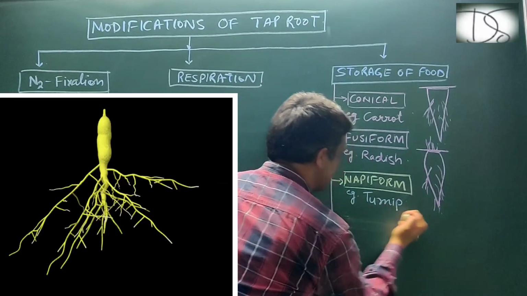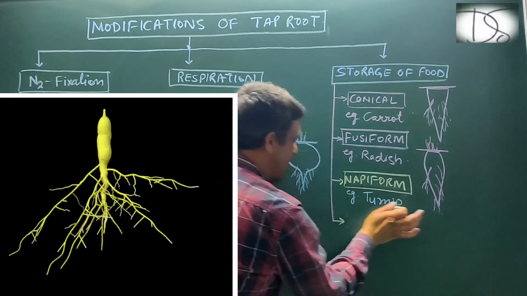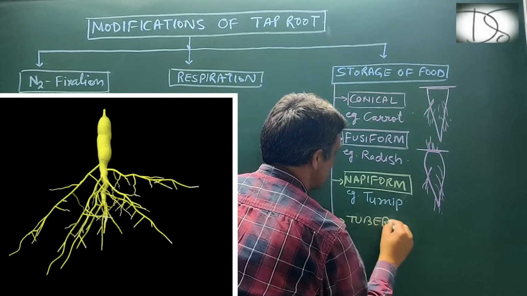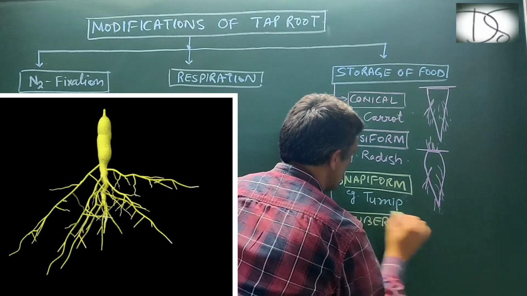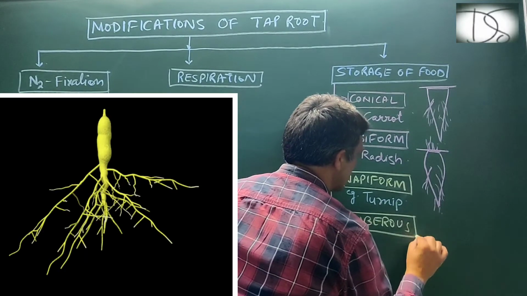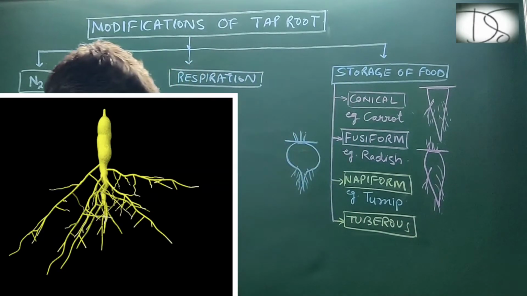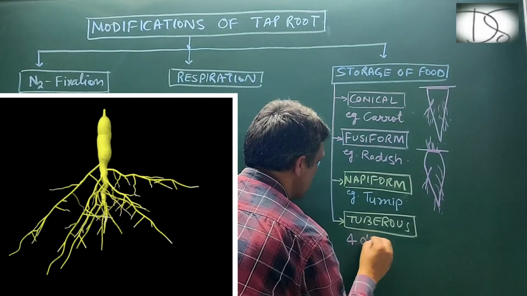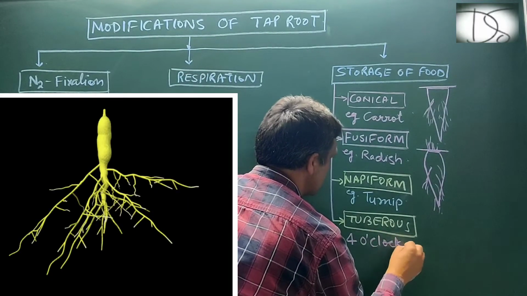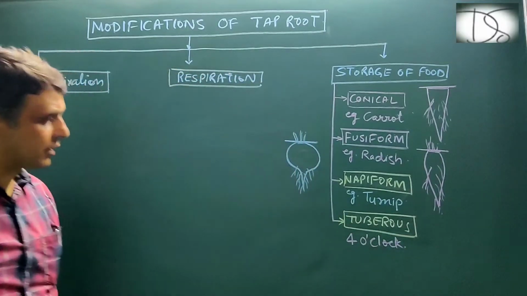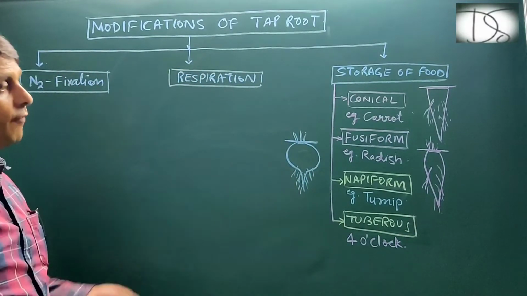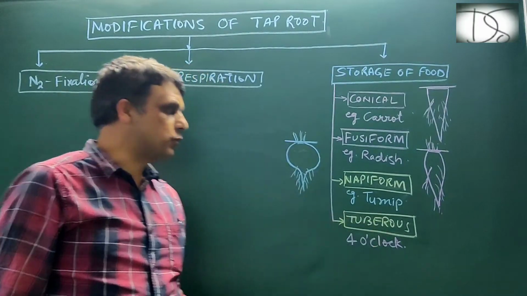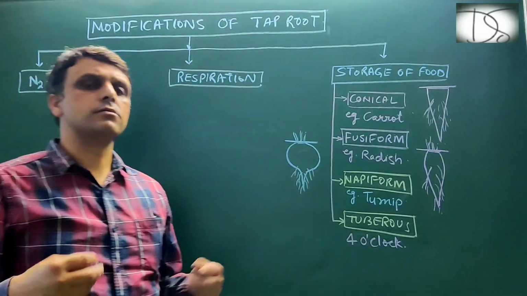Tuberous, okay, again we shall write it in capital letters. Tuberous modification, and example here is 4 o'clock plant. It is a general name for this plant. You can search for its botanical name.